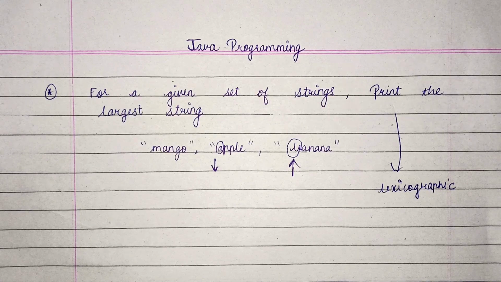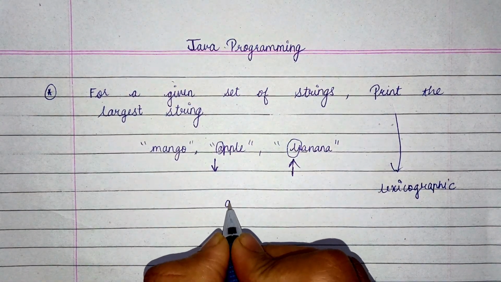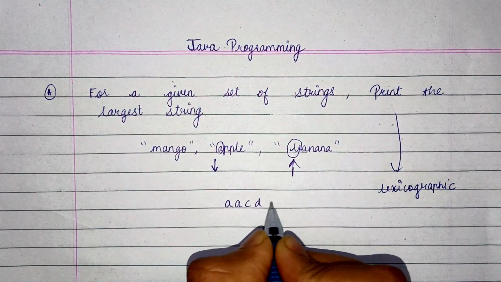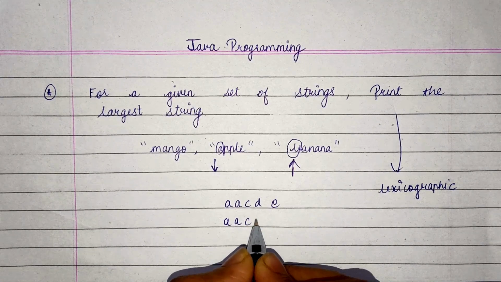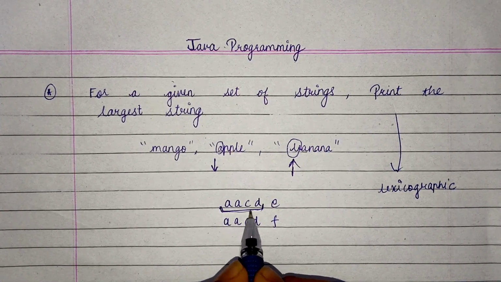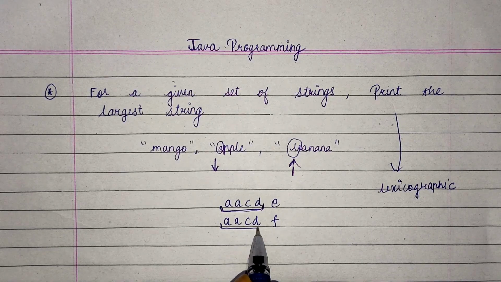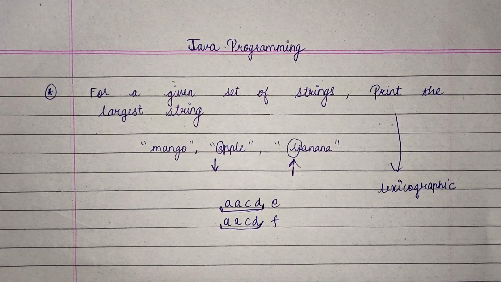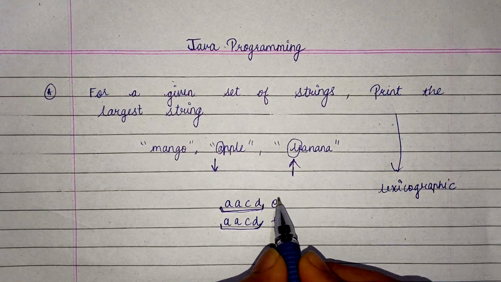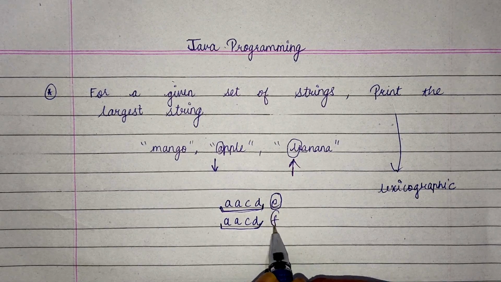So let's take another example, where the letters are the same. Let's take A, C, D, E, and the second string's letters are A, C, D, F. These letters are common to both strings, so we ignore the common letters and compare E and F.